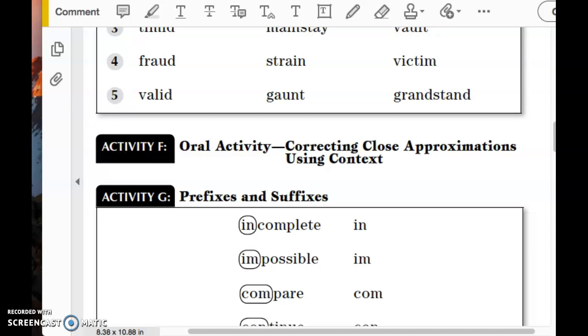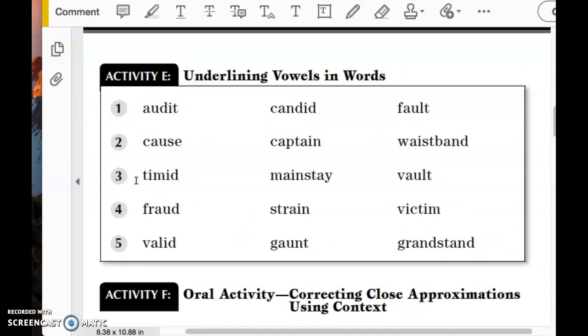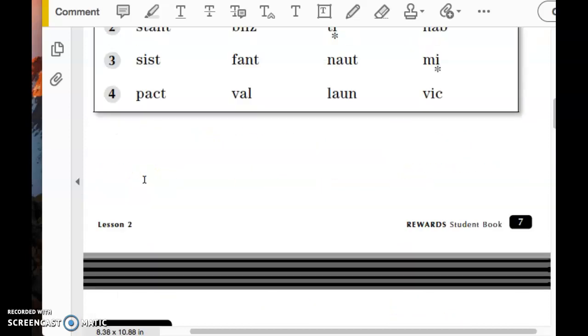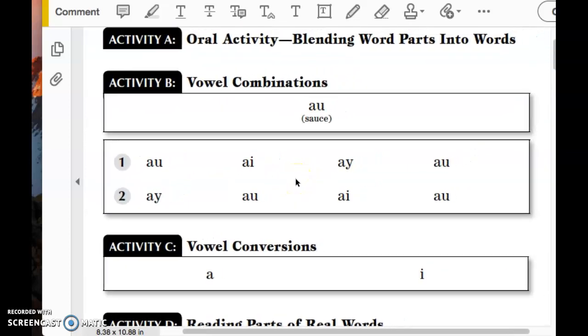That's it. Finish activity E. I will be polling students to read these words with me and also practice reading word parts and the vowel combinations. Activity E is the only thing you have to do on Kami. Make sure to underline the vowels and the vowel combinations.